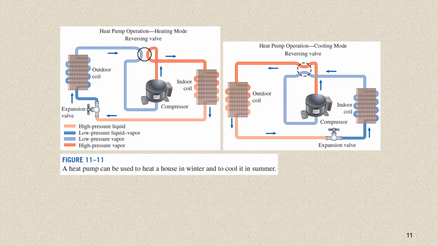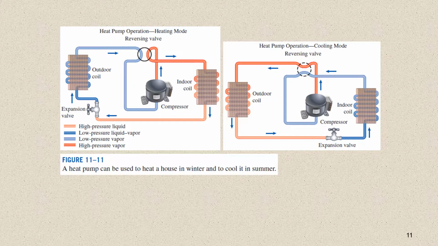Heat pumps and air conditioners have the same mechanical components. Therefore, it is not recommended to have two separate systems to meet the heating and cooling requirements of a building. One system can be used as a heat pump in winter and an air conditioner in summer. This is accomplished by adding a reversing valve to the cycle, as you can see in this figure.